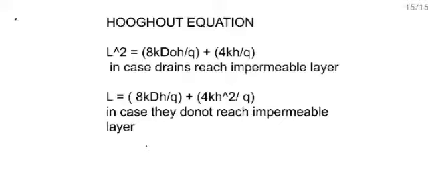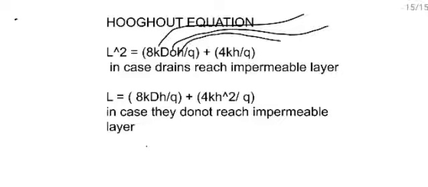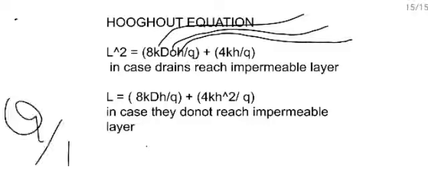In case they do not reach any impermeable layer, or flow horizontally, you have to use the equation L square equal to 8K d H by Q plus 4K H square by Q, where K is the permeability, d naught is the depth. Now q is Q by B, the per unit width flow. H is the height of the drain. I will show that figure to you.